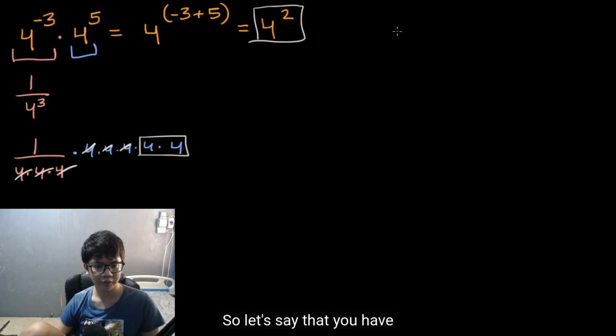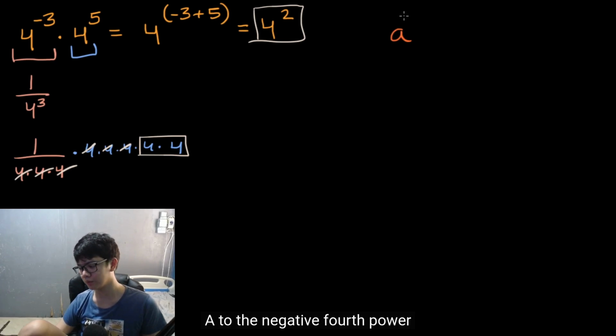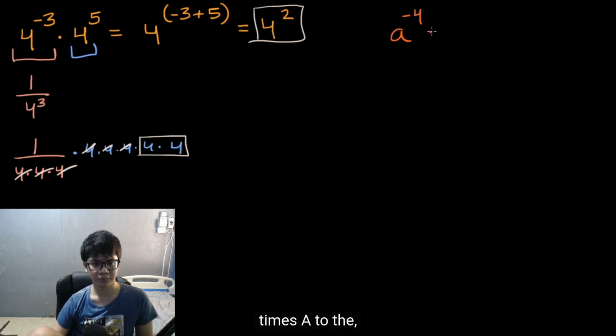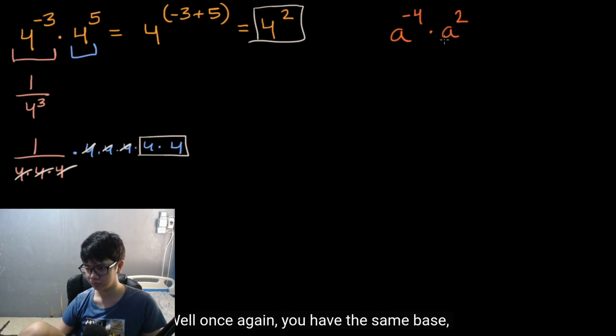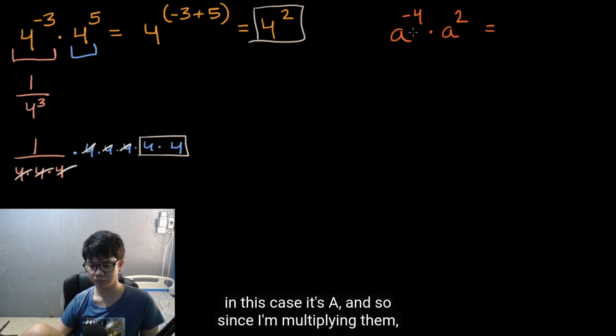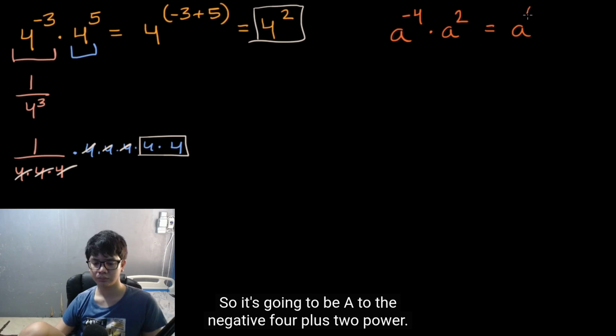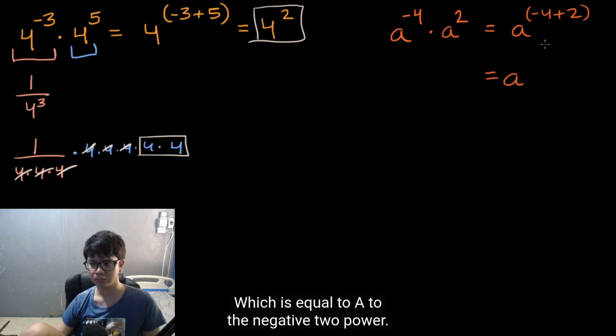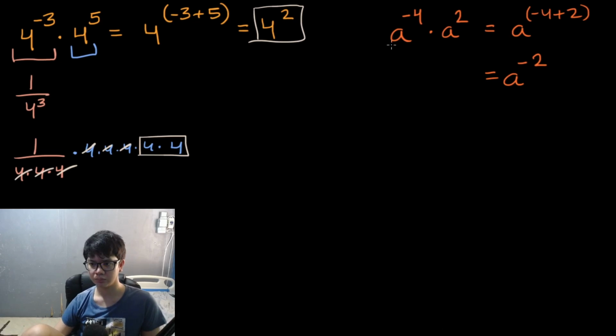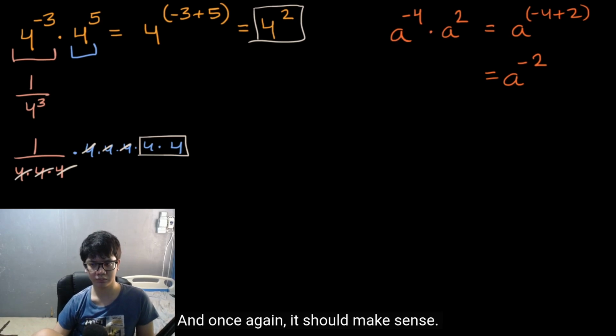So let's say that you have a to the negative 4th power times a to the, let's say, a squared. What is that going to be? Well, once again, you have the same base. In this case, it's a. And since I'm multiplying them, you can just add the exponents. So it's going to be a to the negative 4 plus 2 power, which is equal to a to the negative 2 power. And once again, it should make sense.